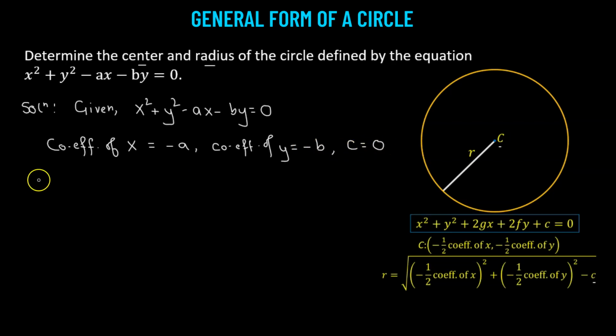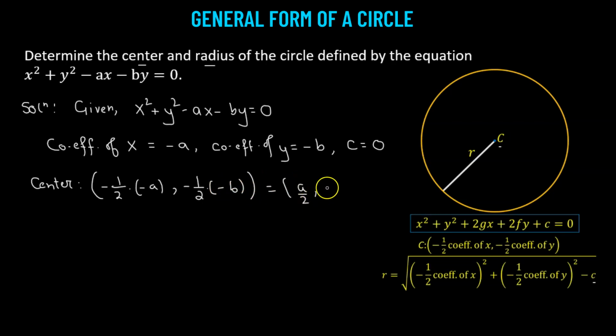Now let's try to find the center of the circle. What do we have to do for the x coordinate? We'll take -1/2 and multiply it by the coefficient of x, so that's -a. Then to find the y coordinate, we'll take -1/2 and multiply it by the coefficient of y, which is -b. Simplifying this gives us a over 2 comma b over 2. So this is going to be the center of the circle.